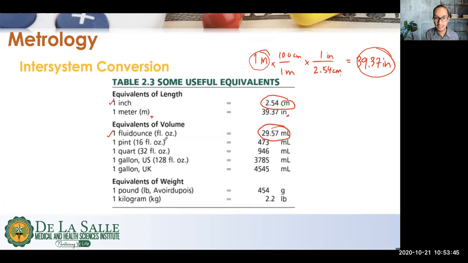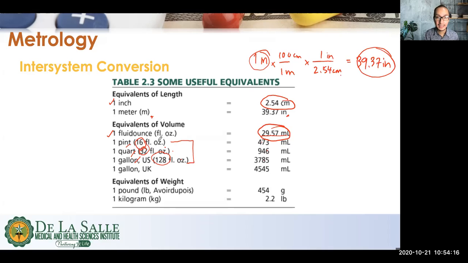Now, you don't have to remember 1 pint, 1 quart, 1 gallon, because you simply have to multiply 29.57 milliliters by 16 to get 473, or by 32 to get 946, or by 128 to get 3,785. Now, where do these values come from? These came from the apothecary fluid measurements. That's where they came from.